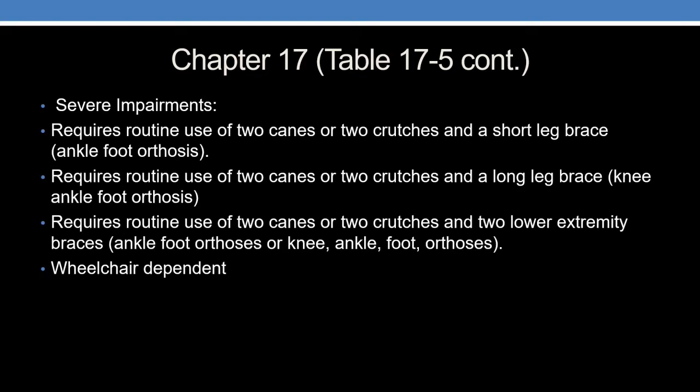And then the severe impairments are not going to be difficult to detect when the examinee comes into the appointment. Severe impairments require routine use of 2 canes or 2 crutches and a short leg brace, or routine use of 2 canes or 2 crutches and a long leg brace, or routine use of 2 canes or 2 crutches and 2 lower extremity braces, or your examinee is simply wheelchair dependent.